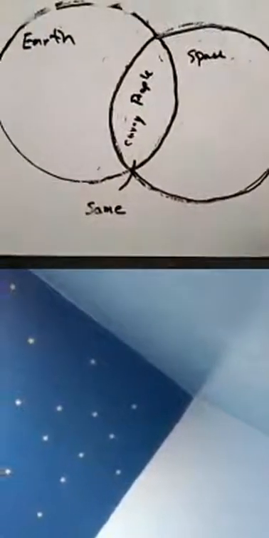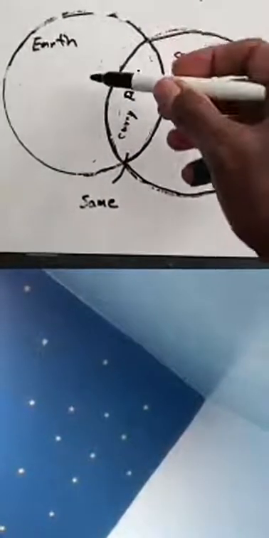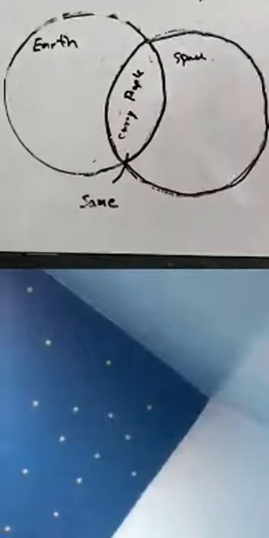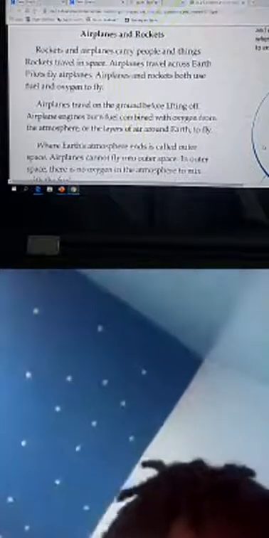So back to my Venn diagram, my double bubble. I know that airplanes travel across Earth, rockets travel in space. Okay? Let's keep reading. Pilots fly airplanes. Airplanes and rockets both use fuel and oxygen to fly. Okay?